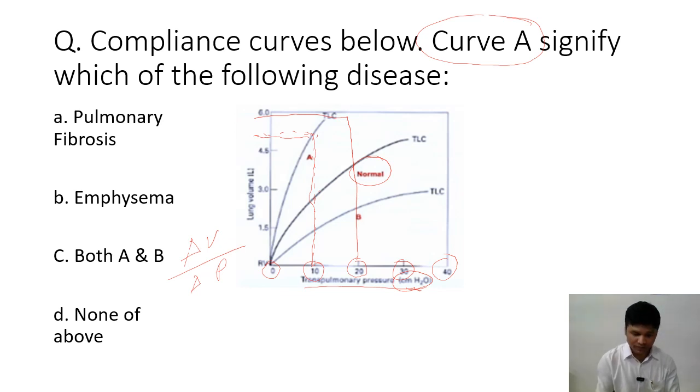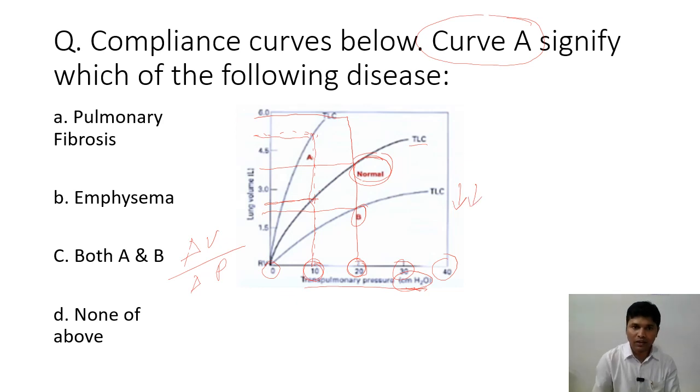So here we can see one thing. In normal, this is the normal total lung capacity. At 10 centimeter of water transpulmonary pressure, volume will be around 2.5 liter. And at 20 centimeter of water, volume will be around 3.8 or 4 liter. At the same time, in graph B, at 20 centimeter water pressure, the volume will be only around 1.2 liter, which is very less.